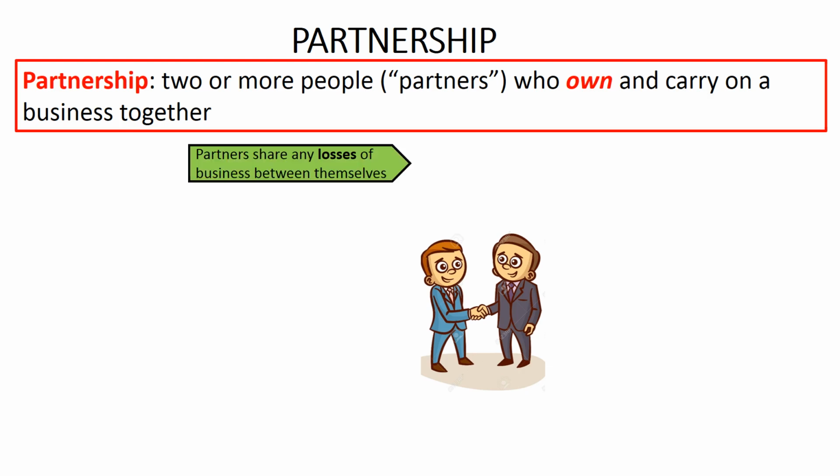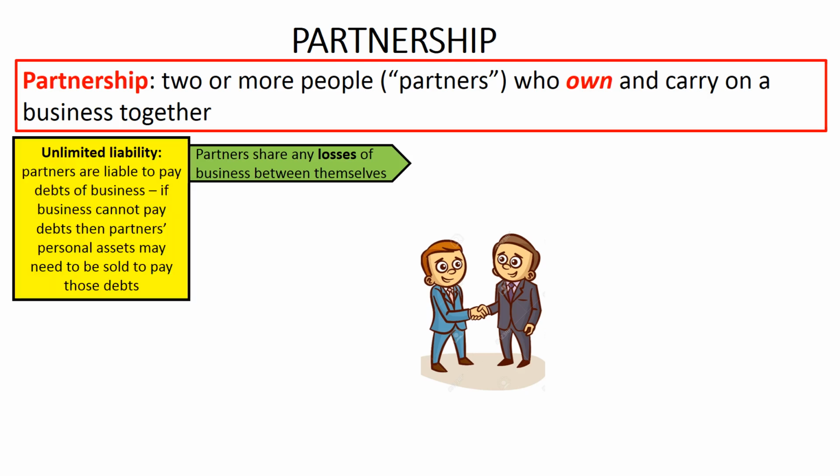The first feature is that in a partnership, the partners share any losses of the business between themselves. Like a sole trader, a partnership has unlimited liability, which means that the partners are liable to pay the debts of the business. Put another way, if the partnership business cannot pay its debts, then the partners' personal assets, such as their houses and cars, may need to be sold to pay those debts.